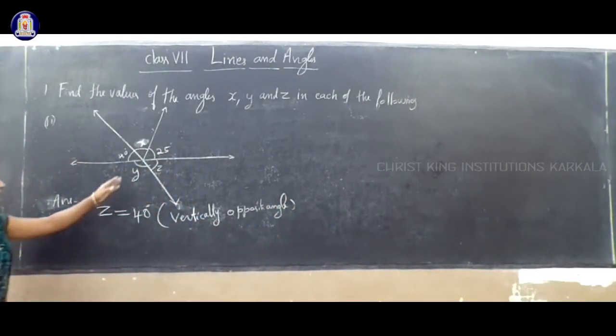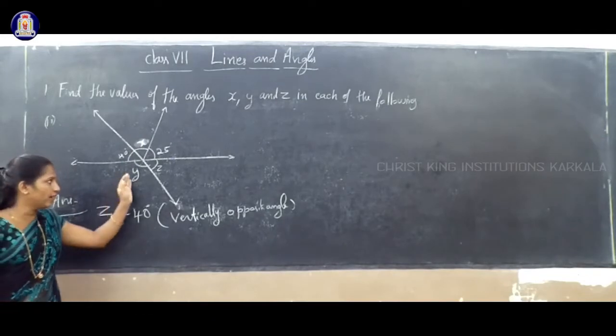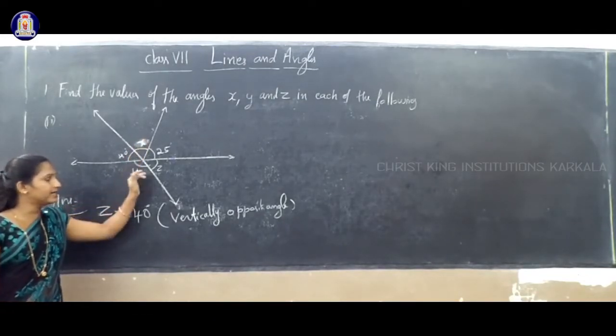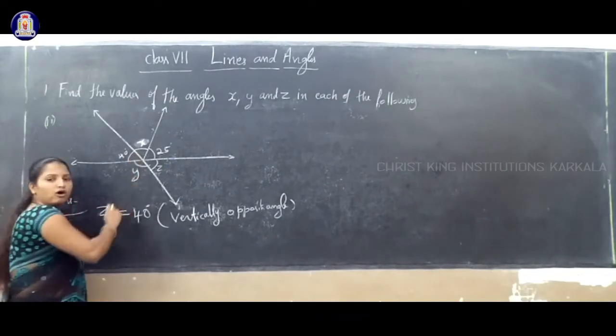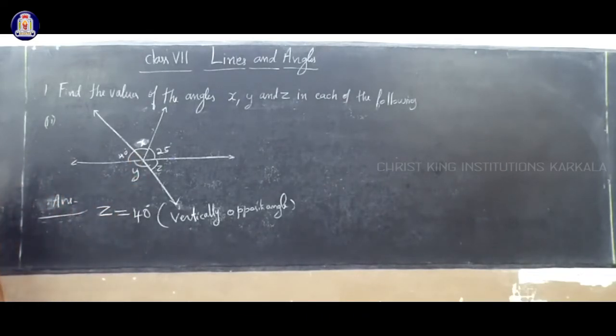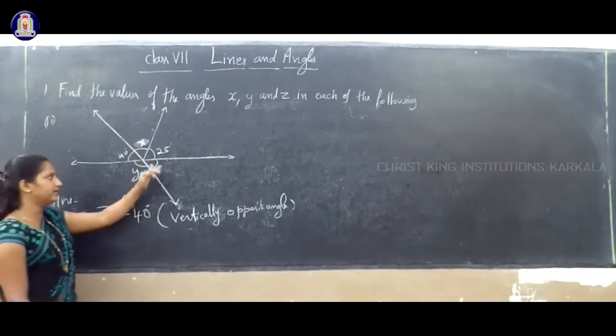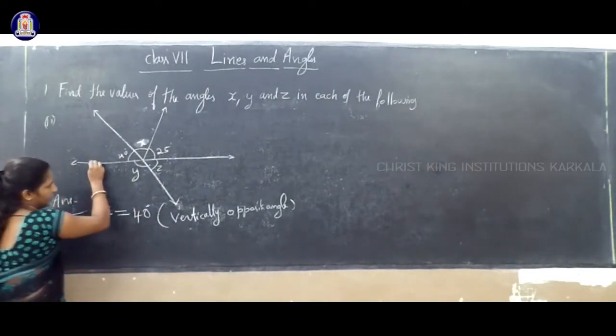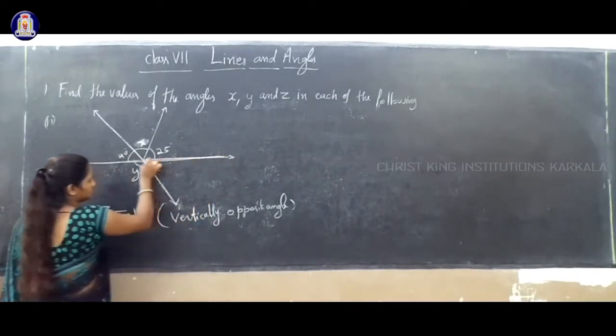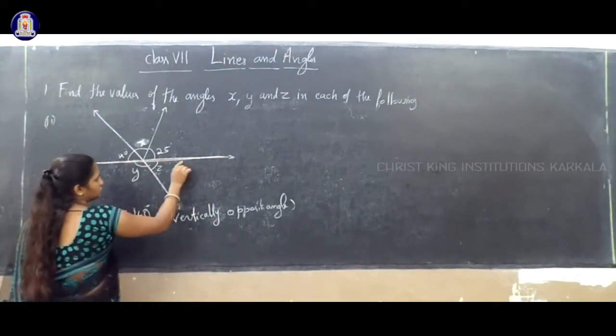Now if you want to find x and y, can you say angle x and angle y are vertically opposite? No, these angles are not vertically opposite. So now how to find angle y and angle x? Now you have to use a linear pair, that is a straight line. So which is a straight line here? This line is a straight line.